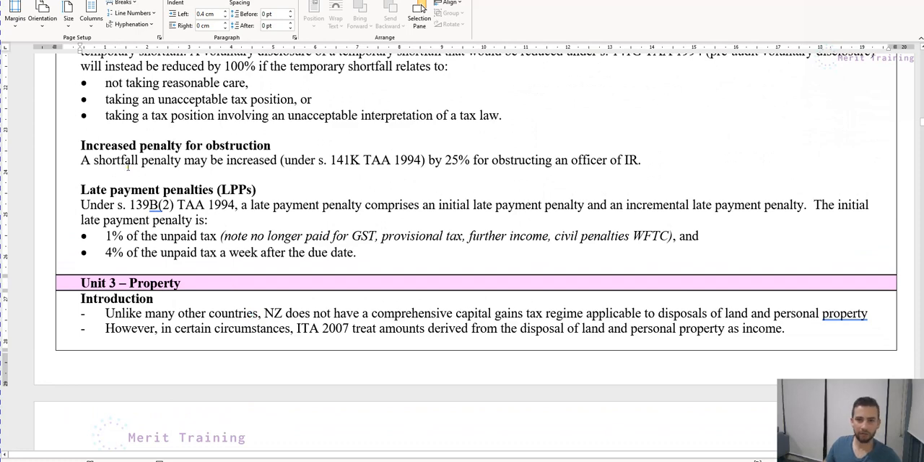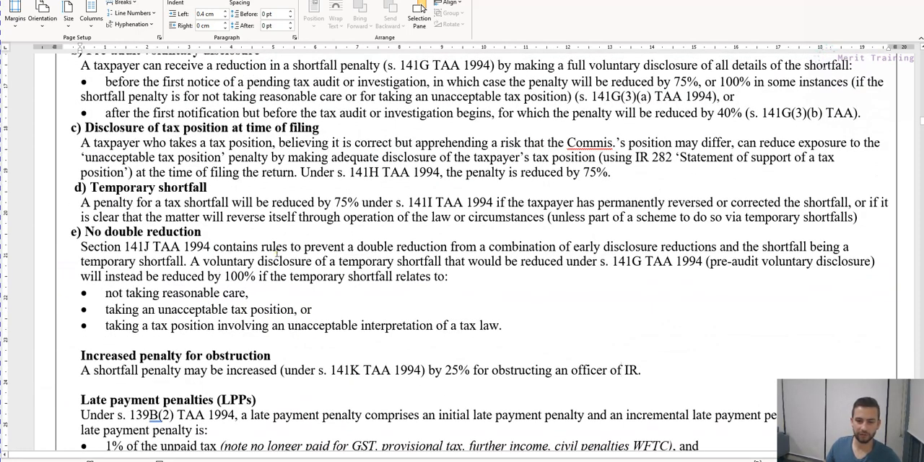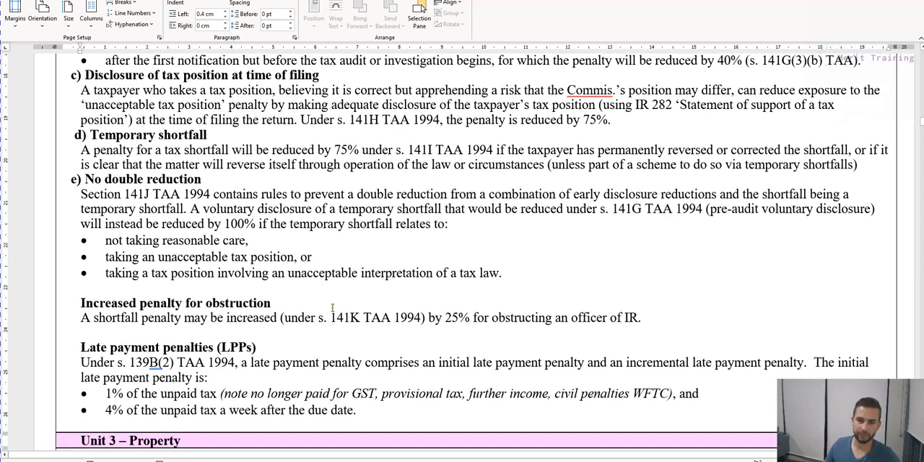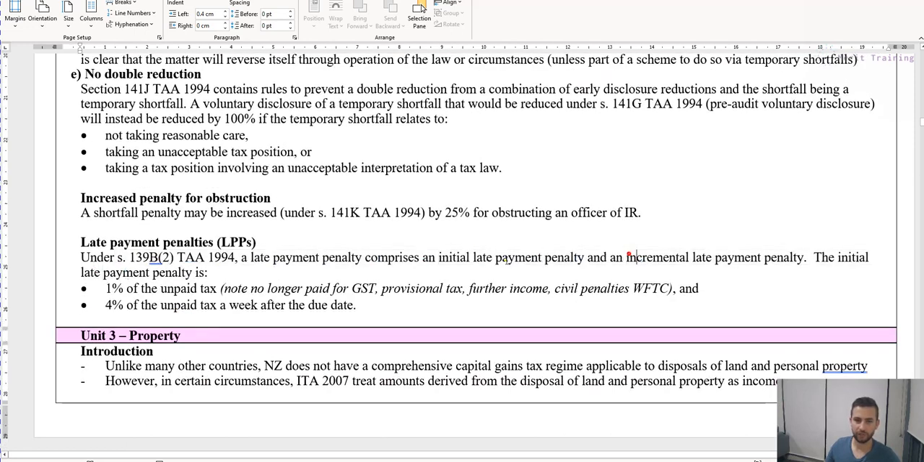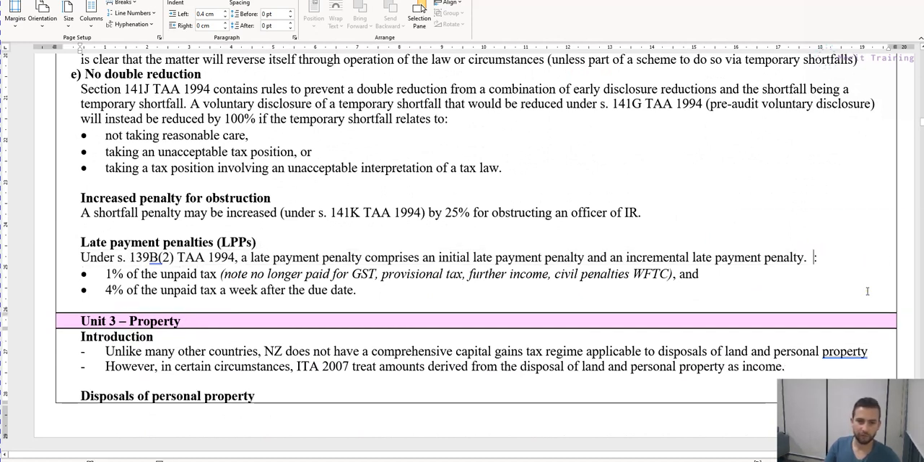But on top of the existing penalties, the Commissioner can actually increase the penalties by another 25% if the taxpayer obstructs an officer. And of course, there are also late payments as well. The late payments are 1% of the unpaid tax, or 4% of unpaid tax a week after the due date, if it's still not lodged at that point in time.